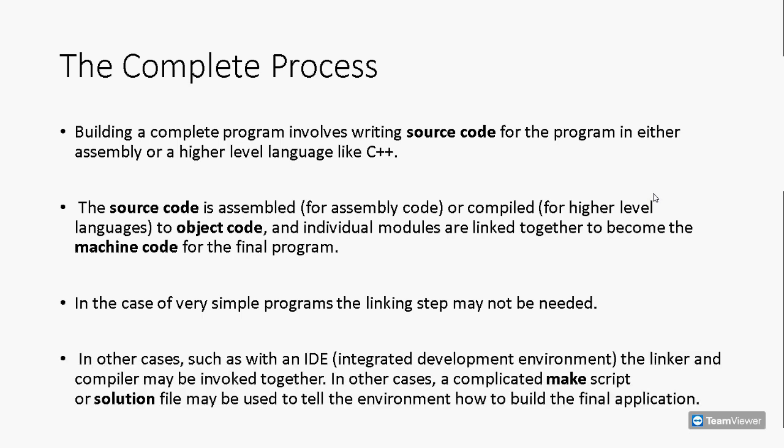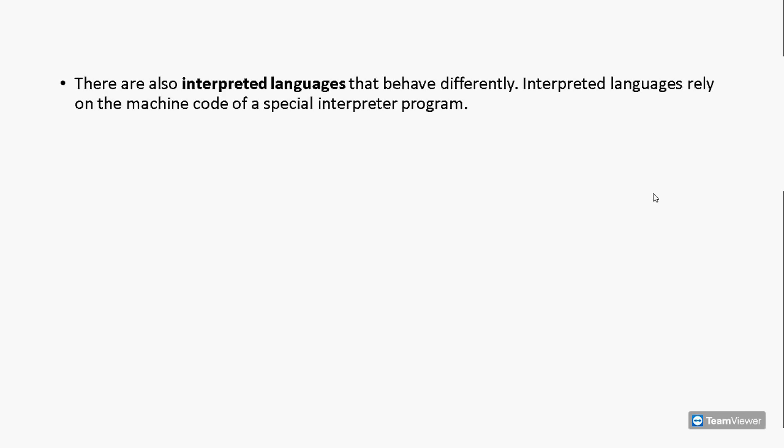In other cases, such as with an IDE, integrated development environment, the linker and the compiler may be invoked together. In other cases, a complicated make script or solution file may be used to tell the environment how to build the final application. There are also interpreted languages that behave differently. They rely on the machine code generated by a special program known as the interpreter.